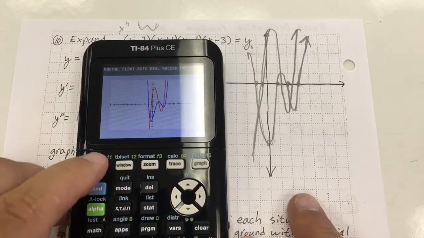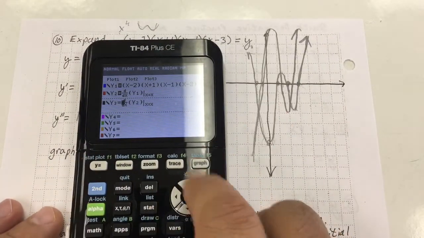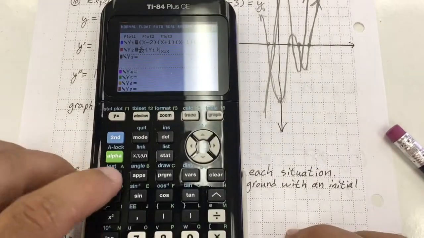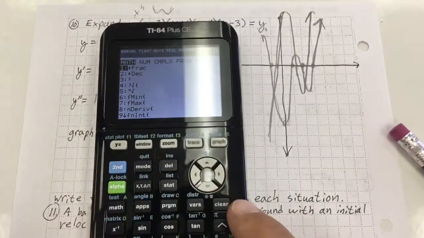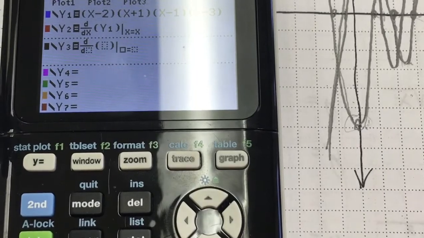I'm going to graph the second derivative now. I already have it in, but so you can see it happen, I'm going to clear it out. I'm going to hit math 8, and that gives me the derivative.